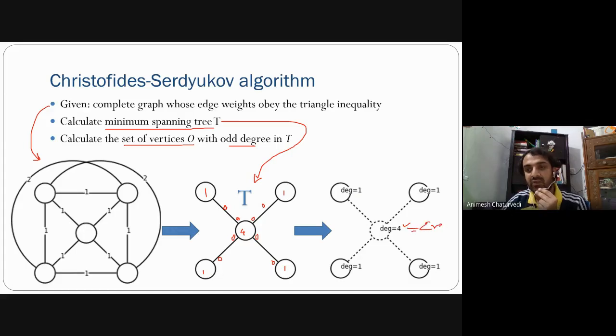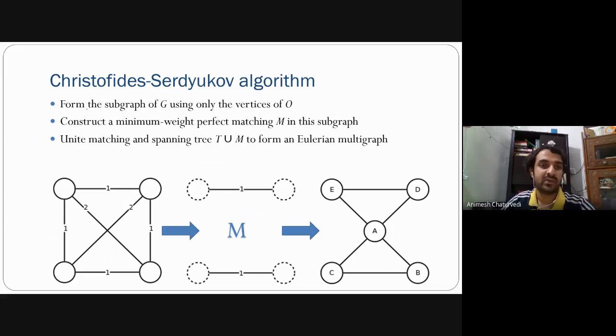So you just remove this in the next step, because we have seen the algorithm. You form the subgraph by removing the even degree vertices. Means you just use those in O, the odd degree vertices. The odd degree vertices are this one, this one, this one, and this one. So from this, you generate the graph.